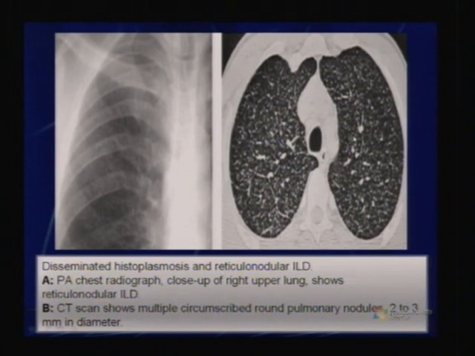There is another case with disseminated histoplasmosis, and you can see here both lung fields are studded with nodular shadows, and you can also see that the interlobular septa are thickened. So this is a typical pattern, what we call the reticulonodular pattern.